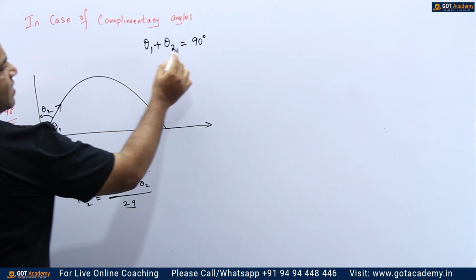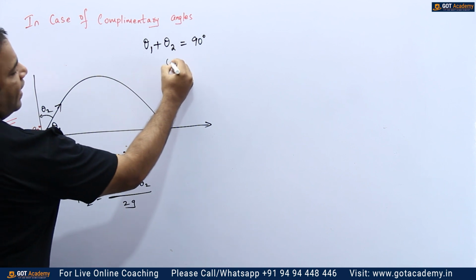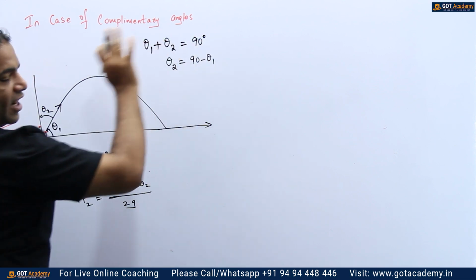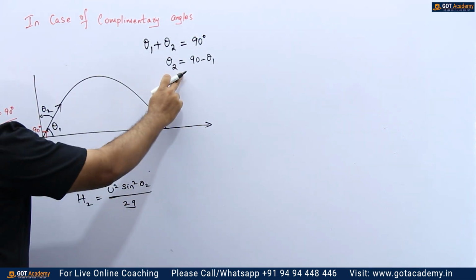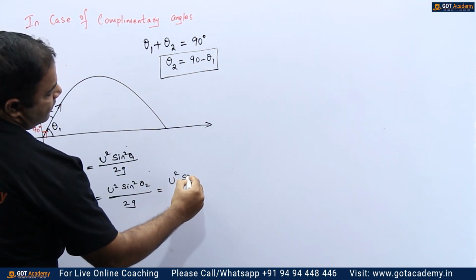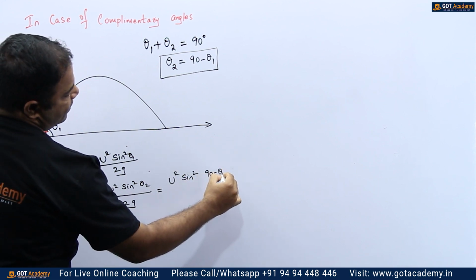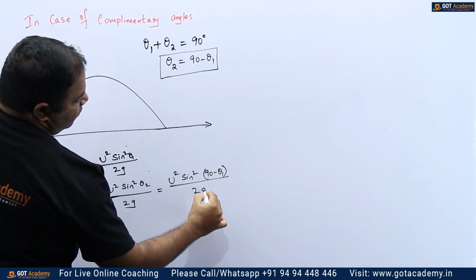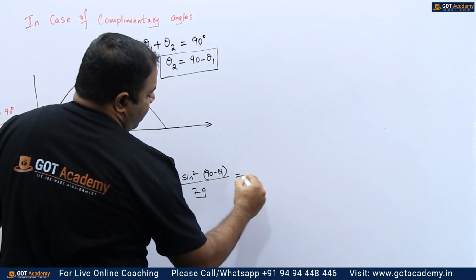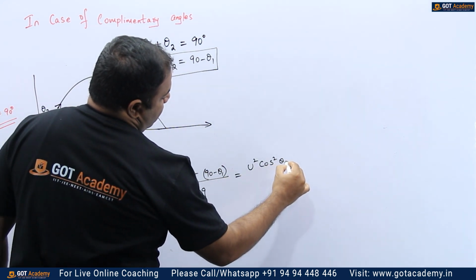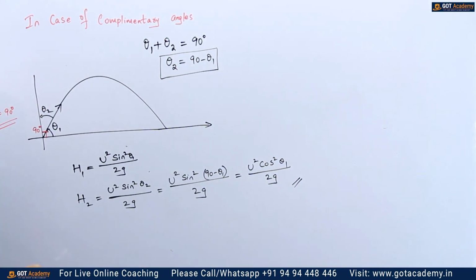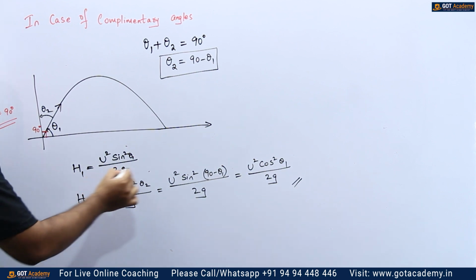Now theta 1 plus theta 2 equals 90. So why don't I write theta 2 as 90 minus theta 1. I am pushing theta 1 across, otherwise it becomes negative. In place of theta 2, I substitute this value. So what am I going to get? u square sine square of 90 minus theta 1 by 2g. What is sine of 90 minus theta? That is nothing but cos theta. So u square cos square theta 1 by 2g. This is the formula for H2, and this is for H1.